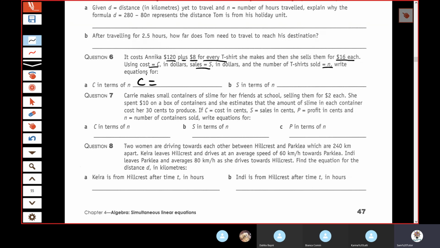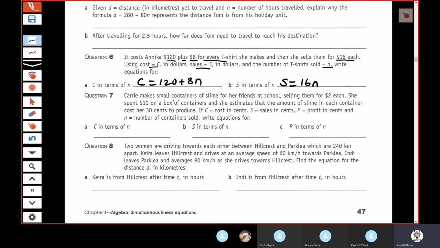All right, Dahlia, can you try this one for me? Cost. Okay, so it's 120 plus 8 and then N, number of shirts. You could, if they didn't give you the letters, which they usually don't in your exams, pick your own letter. So like N or X or whatever it is. If they did, then it's obviously whatever letter they decided to pick. Okay, that's your cost, easy. And what's your S? So you're selling them for $16 each. So S equals 16N. Simple, 16 times N. That's it, good job.